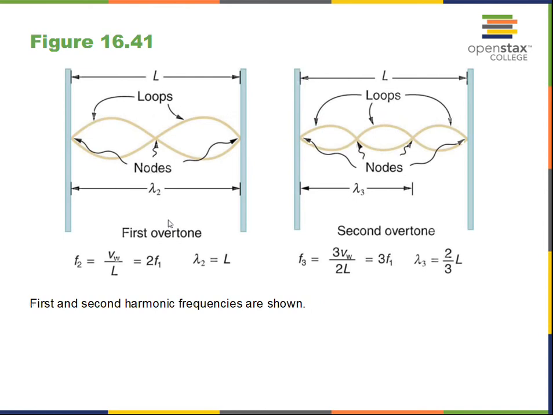This is a tone that's higher than the fundamental. It's higher by a factor of 2 in its frequency. If the fundamental frequency was 60 hertz, this overtone would have a frequency of 120 hertz. This one would have 180 hertz, 3 times 60.